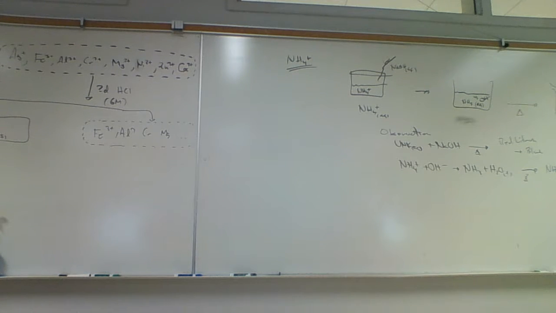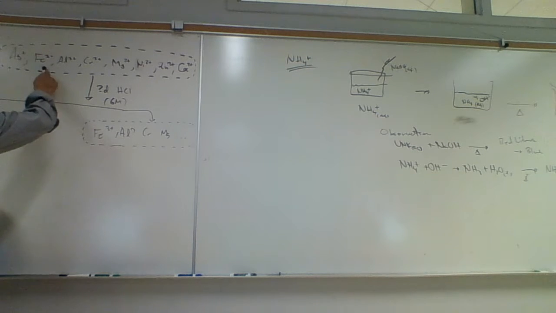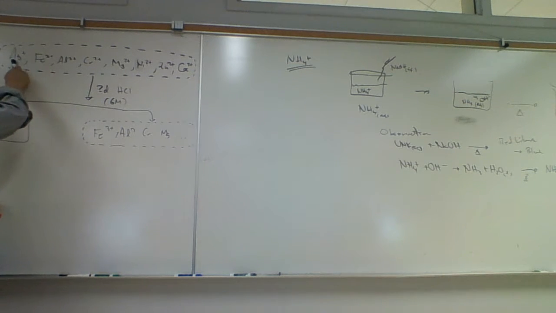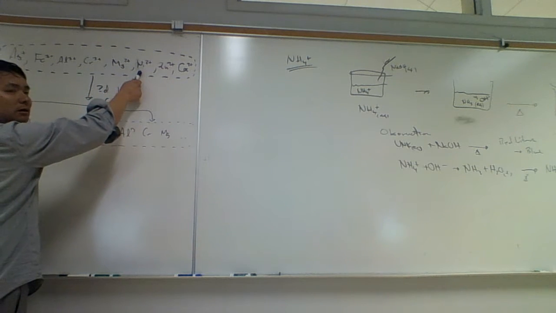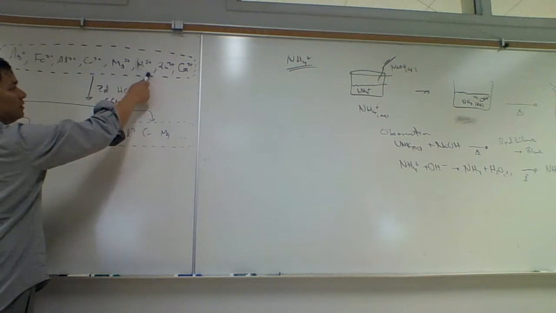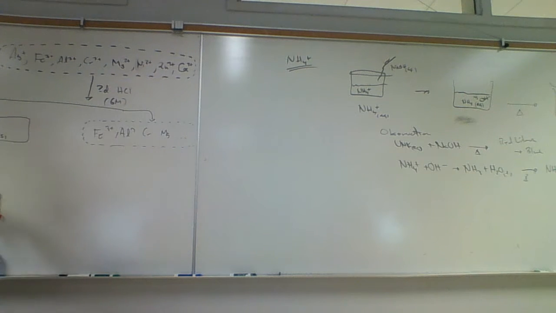Actually, it might not be colorless, because do any of these have color? Yeah, iron has color. You know what color iron is? Iron 3, it's yellow. Silver, colorless. Aluminum, colorless. Chromium, blue-green. Magnesium, colorless. Nickel, green. Zinc, colorless. Calcium, colorless. So it might not be a clear color. It should be clear, but there might be color in here, depending on what ions you have in here.